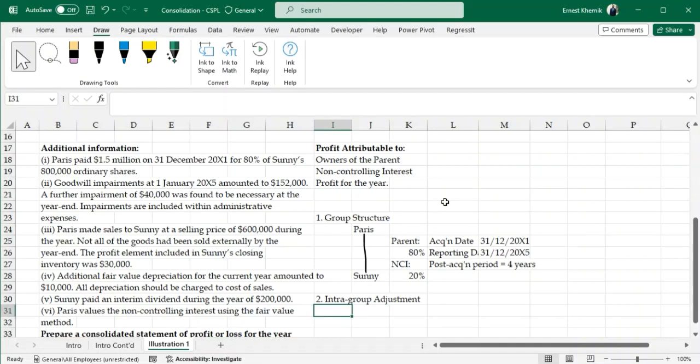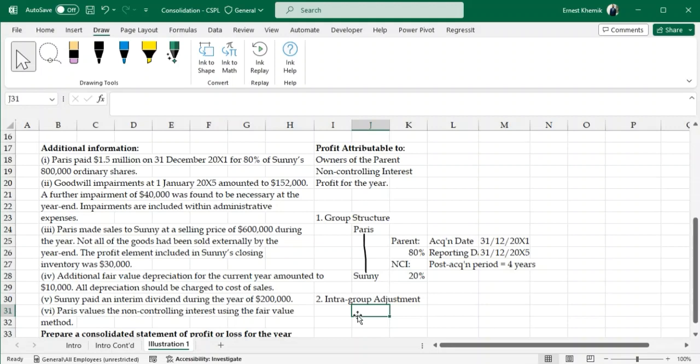So we identified the intra-group transaction within note 3. Paris made sales to Sunny at a selling price of 600,000. Now, from my previous video, we know that all intra-group trading, which means a sale in one of the group entities and a record of a purchase in the other, has to be eliminated.